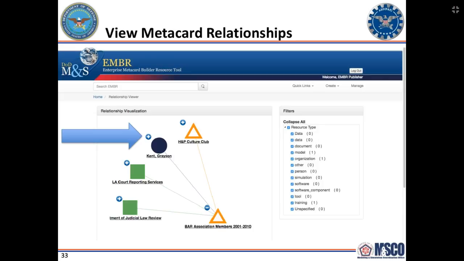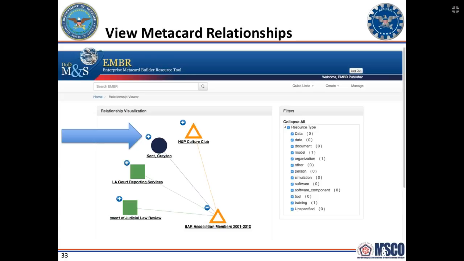We use different symbols to represent the different metacard types. On this particular screen, we see 2 golden triangles, which are resource metacards. We see 2 green squares, which represent organization metacards. And the third shape is a blue circle, which indicates a person metacard. Shapes and colors consistently communicate the data type to the viewer.